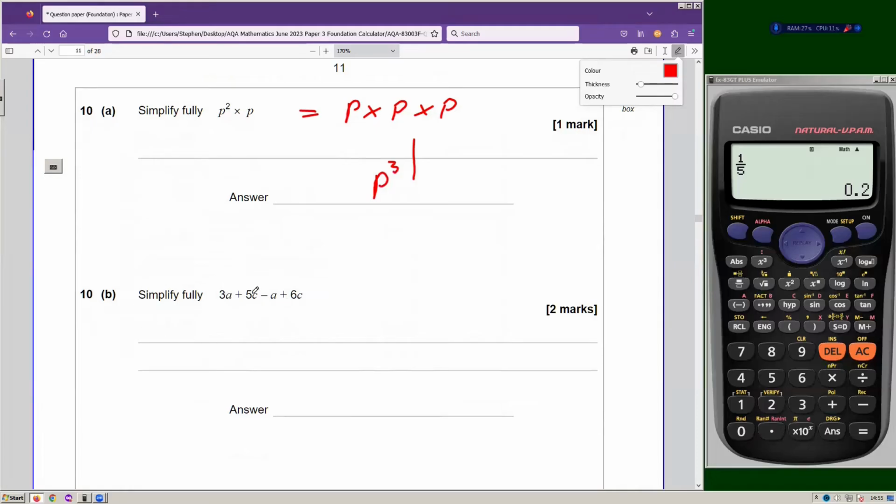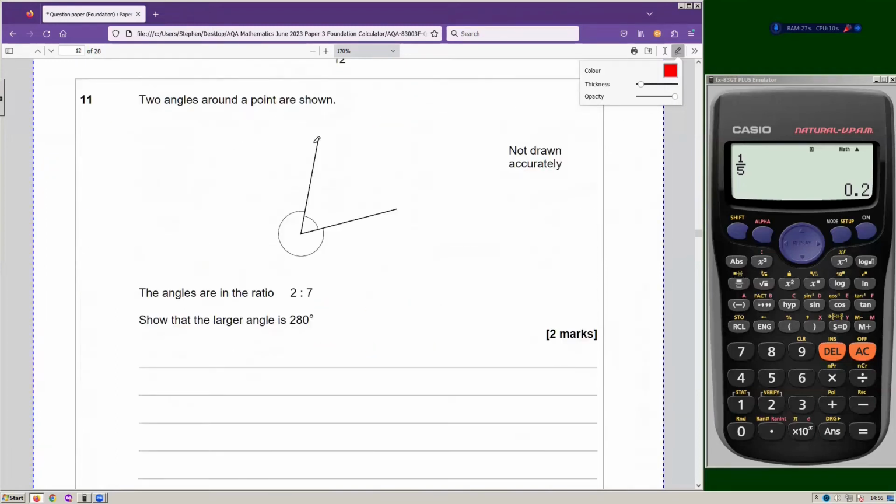Simplify fully 3a plus 5c minus a plus 6c. We can only collect the a's together and we can collect the c's together. So it's going to be 3a minus a is going to be 2a, and 5c plus 6c is 11c. And that's it.